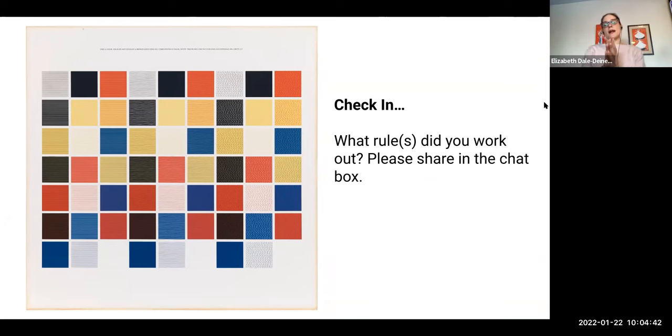If you were to write a set of rules that you were going to hand off to somebody else, and the product of their following your rules would look like this, what rules would you write? Would you jot them into the chat box? What rules would you write in order for somebody else to create this artwork?